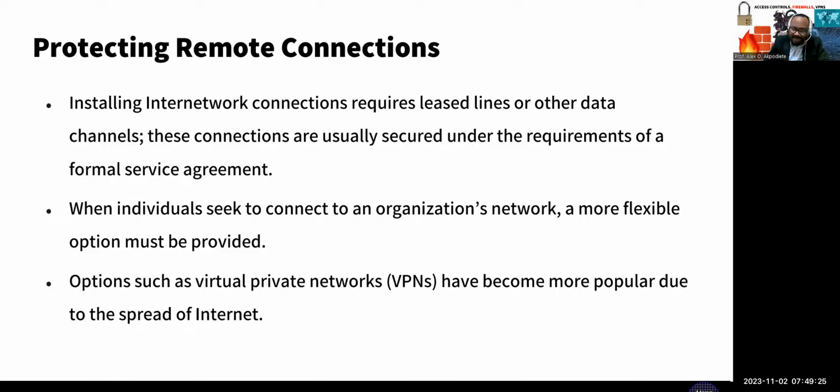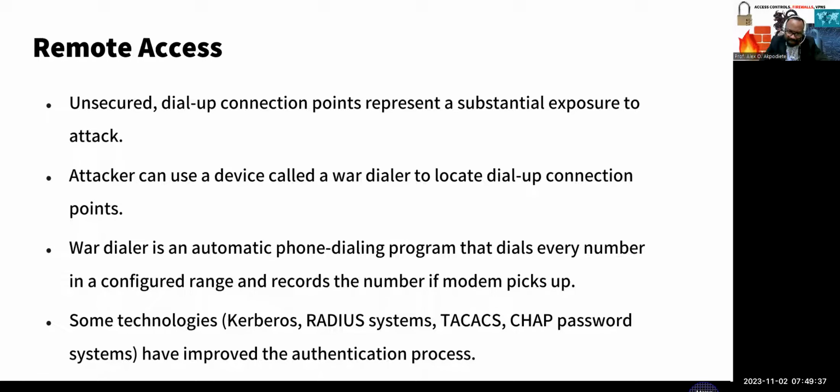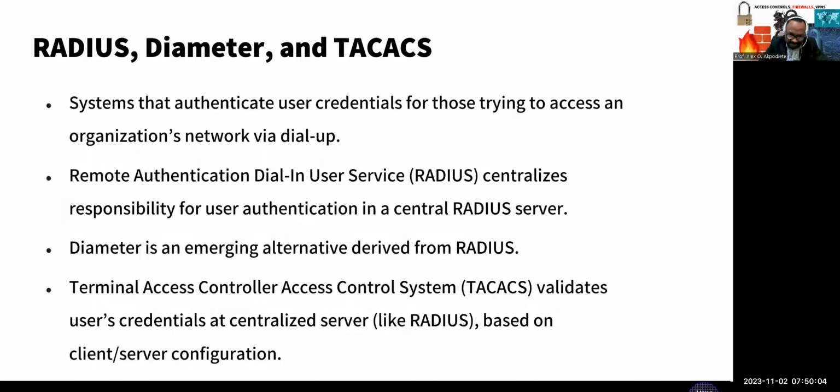So the next thing we need to talk about is how do we protect remote connections, right? One, of course, is the VPN. How do I go from untrusted to trusted? So for remote access, you've got different technologies on here, TACACS, CHAP. There's something called war dialing. Well, let's focus on war dialing, meaning, right? You use a device that just keeps dialing to look for dial-up connection points in a system, right? So, all right, these are three other technologies: RADIUS, Diameter, and TACACS.